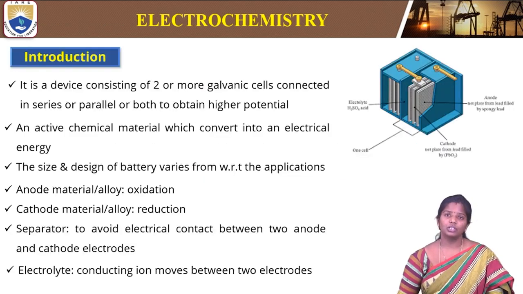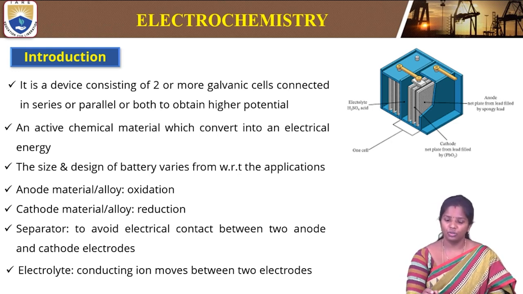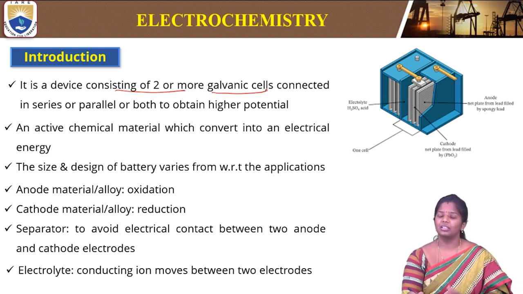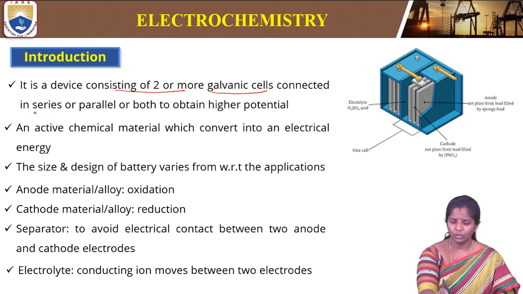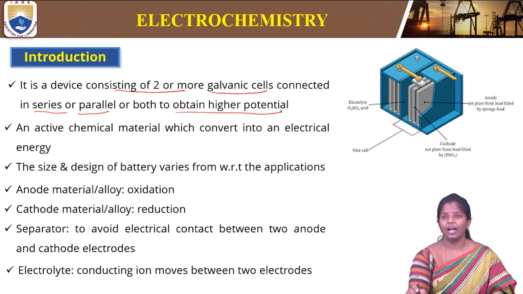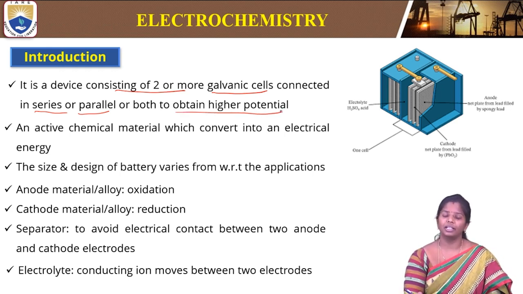So we will go into the introduction topic wherein we will understand what is a battery and what the battery is made up of. This device consists of two or more galvanic cells. As we have studied in the previous session, what are the galvanic cells? Those cells are connected together, two or more, to increase the voltage, forming a battery. It can be in series or in parallel mode or in both orientations, and this will give high potential for running any automobile or any other applications.